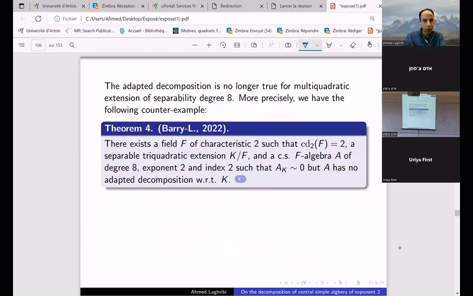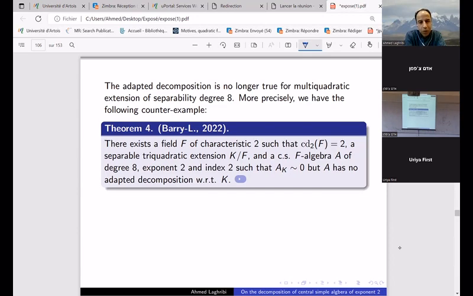It says the following. There exists a field F of characteristic 2 such that the cohomological 2-dimension of F is 2. There exists a separable triquadratic extension K/F, and a central simple algebra A of degree 8, exponent 2, and index 2, such that A_K is split, but A has no adapted decomposition with respect to K. Okay, so this is the example that we produced.